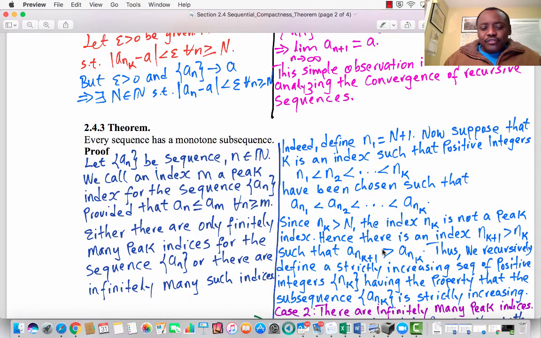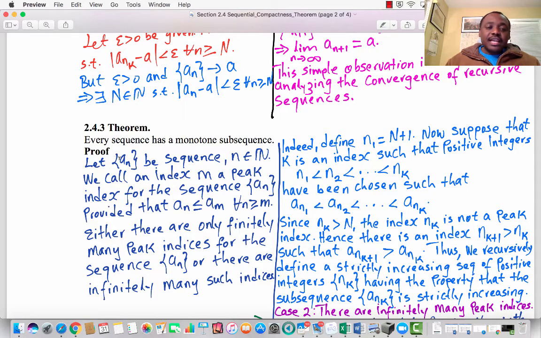Subsection 2.4.3, theorem. Every sequence has a monotone subsequence. That's interesting. So a sequence may not be monotone, but it is guaranteed that the sequence would have a monotone subsequence, and we shall see the importance of this as we move forward with this class. Now let's go ahead and prove it.